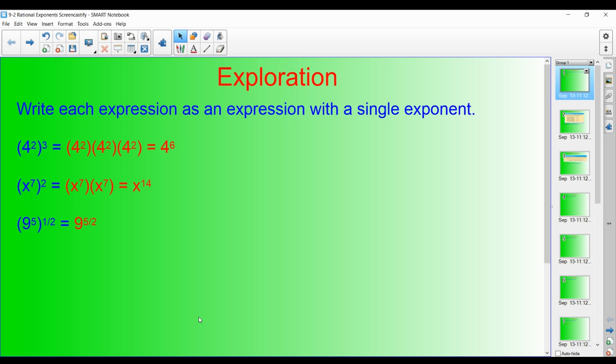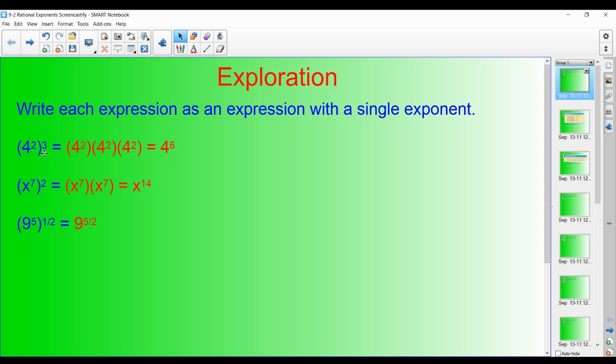Hi everyone. Today we're going to talk about rational exponents, how to write equivalent expressions, and then how to evaluate them. So the first thing we need to explore is what happens if you have a power to a power.